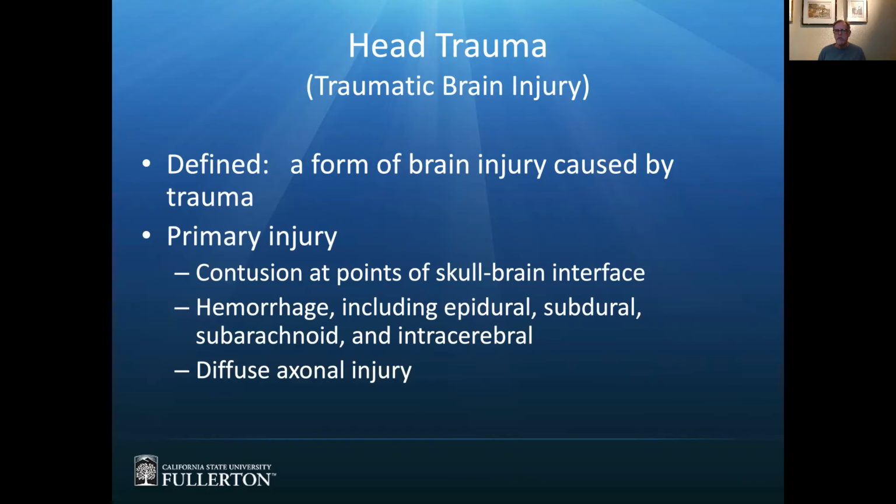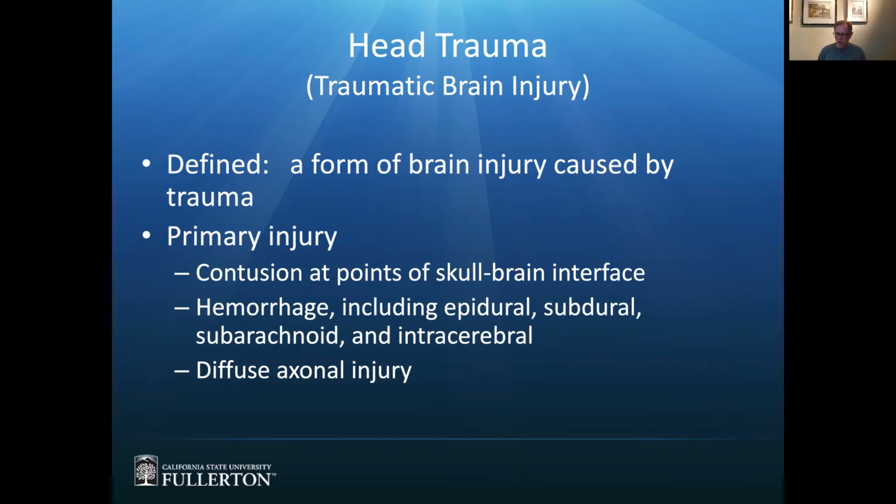And in traumatic brain injury, there is primary injury and secondary injury. Primary injuries are those that occur at the time of the accident, and they can be broken down into three categories. Contusions, generally, are like bruises at the point of the skull-brain interface. So where the brain hits the skull, that's where the contusion is going to be.